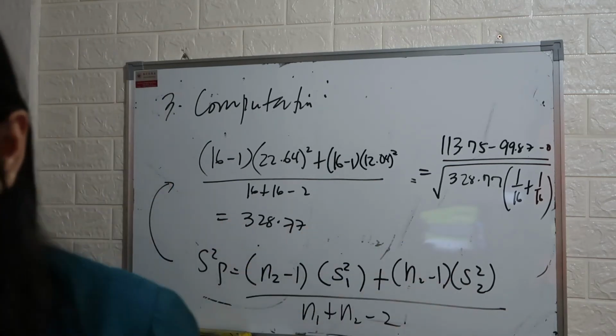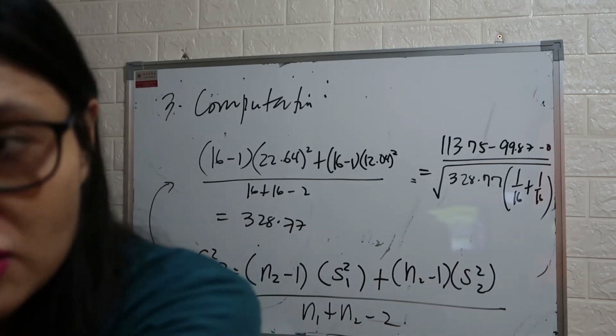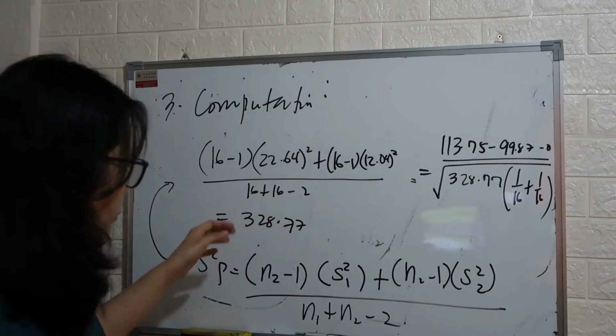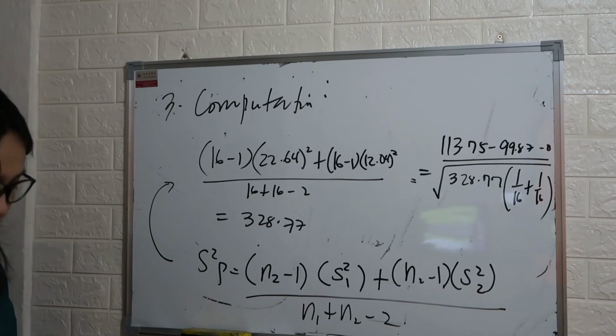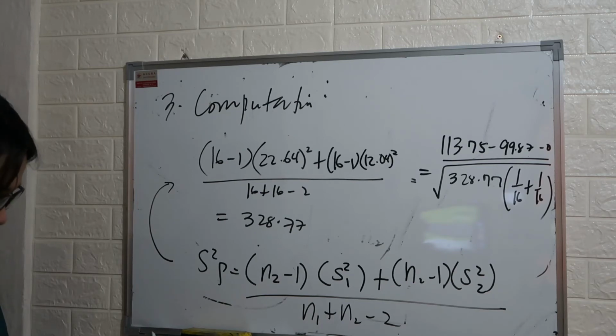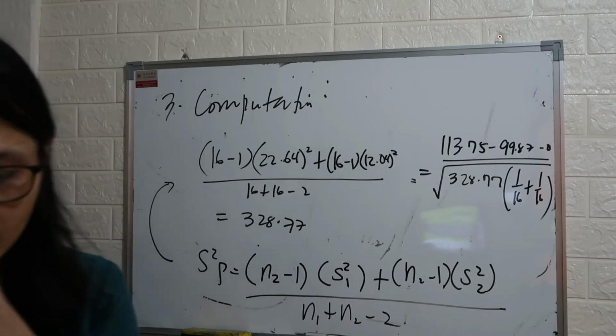328.77. So can you please check? Please check if it is 328.77. Can you please check? Is it correct? Anyone? Can anyone check it? 16 plus 16 minus 2. Can you please check? Okay, very good.